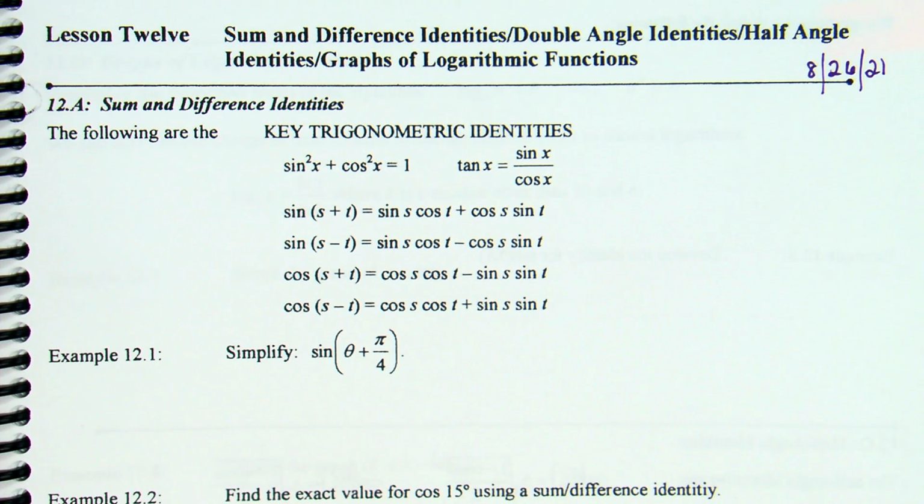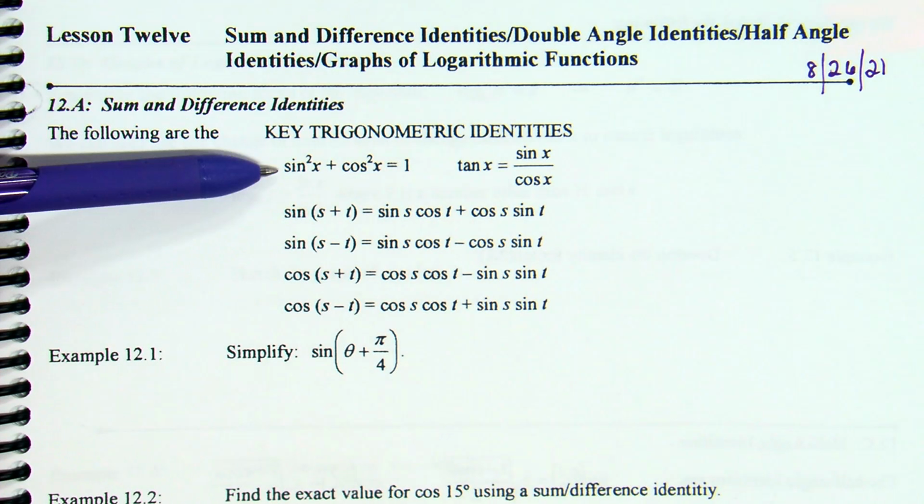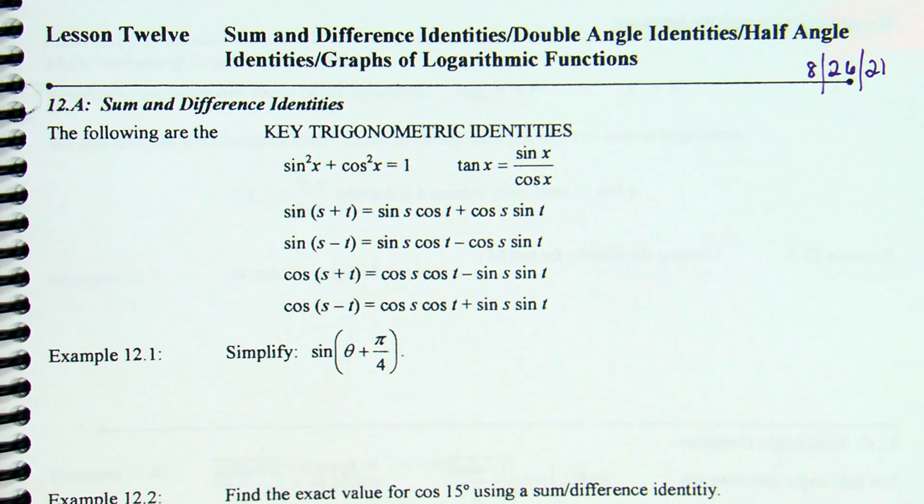So, the first one, you know that one, right? That's a piece of cake. Sine squared x plus cosine squared x equals 1. So that is one of our Pythagorean identities. Tangent x equals sine x over cosine x. I don't even remember what they call that, maybe the definition of tangent, but you guys know tangent.